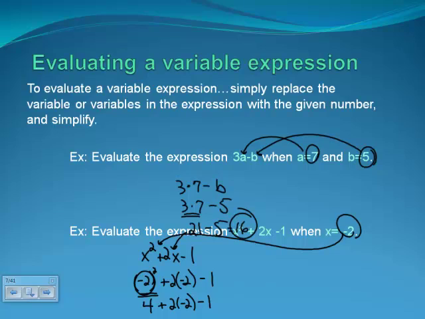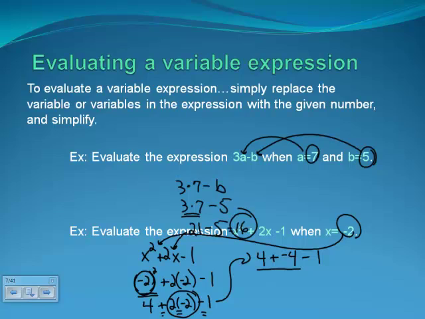We did our exponent. Now we have 3 different operations. We've got addition, we've got multiplication, and we've got subtraction. Multiplication is the next step that you do according to orders of operation. So we've got 4 plus 2 times negative 2 is negative 4 minus 1.